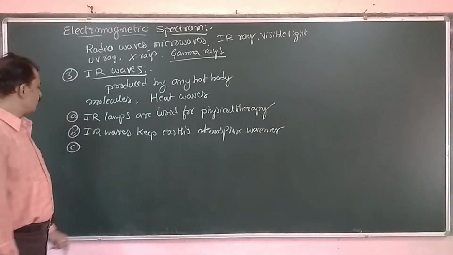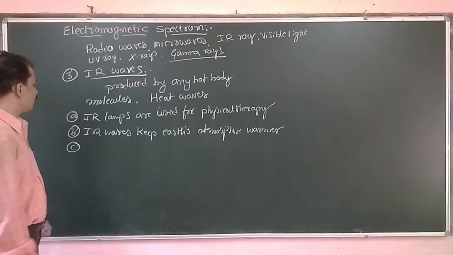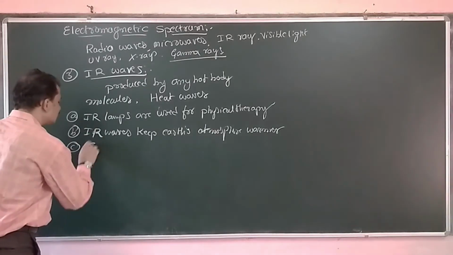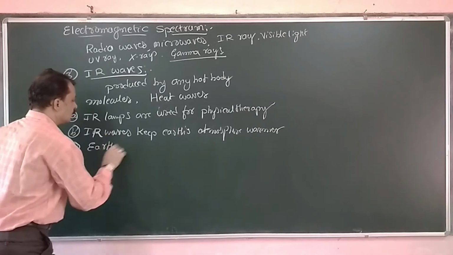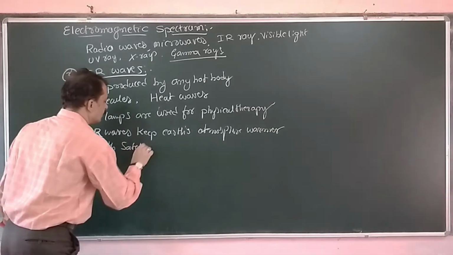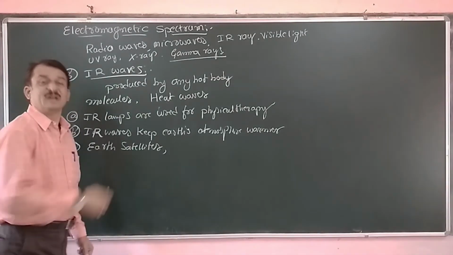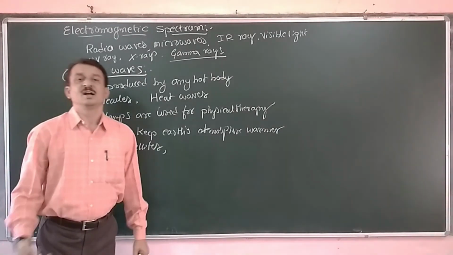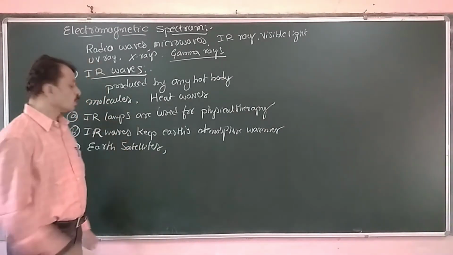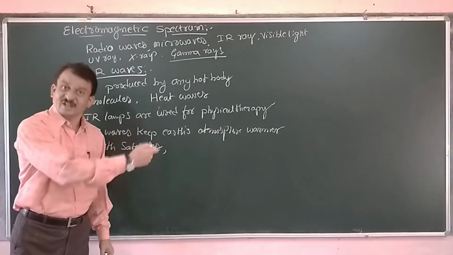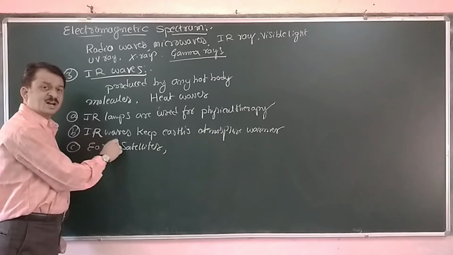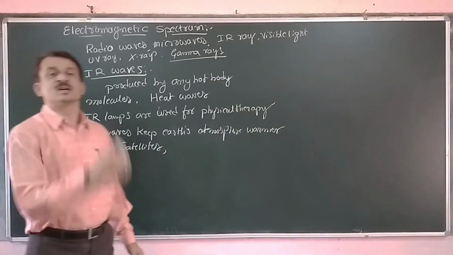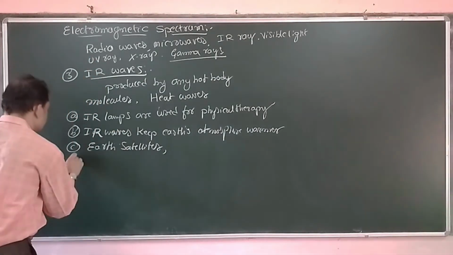Another use of these IR radiations is that they are used in Earth satellites, for military purposes and for growth of crops in agricultural land. For those purposes, in these Earth satellites, we are using IR radiations.